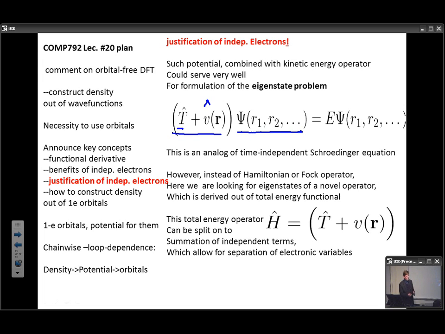Not our real multi-electron wave function, but something in the parallel world where individual electrons contributing to this function do not interact with each other. And this is an analog of the time-independent Schrödinger equation, but it is not the Schrödinger equation because this potential is not real. It is fictitious, from a parallel universe. So we do have a way to determine the wave function.